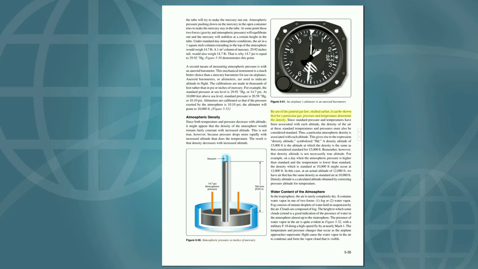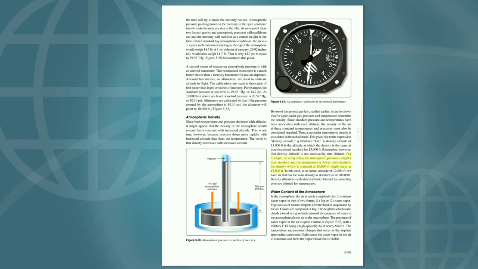By use of the general gas law, studied earlier, it can be shown that for a particular gas, pressure and temperature determine the density. Since standard pressure and temperatures have been associated with each altitude, the density of the air at these standard temperatures and pressures must also be considered standard. Thus, a particular atmospheric density is associated with each altitude. This gives rise to the expression density altitude, symbolized HD. A density altitude of 15,000 feet is the altitude at which the density is the same as that considered standard for 15,000 feet. Remember, however, that density altitude is not necessarily true altitude.